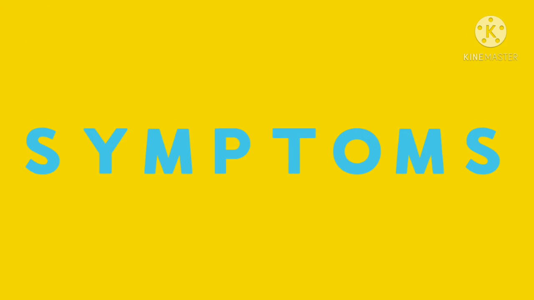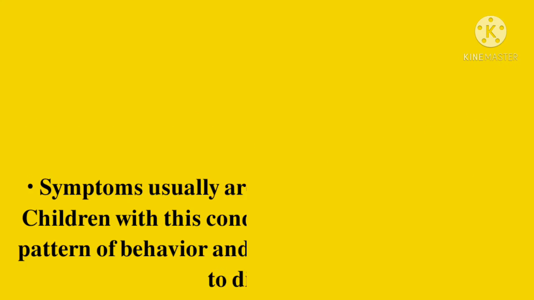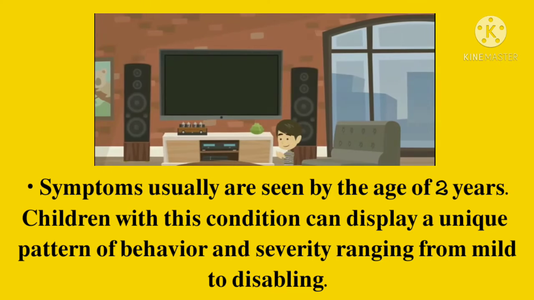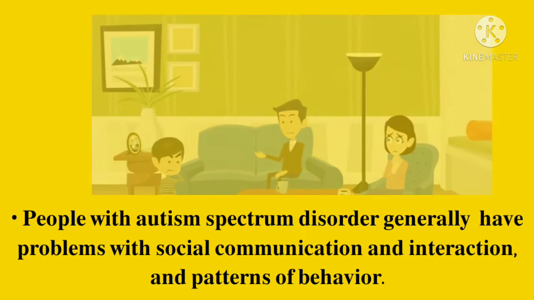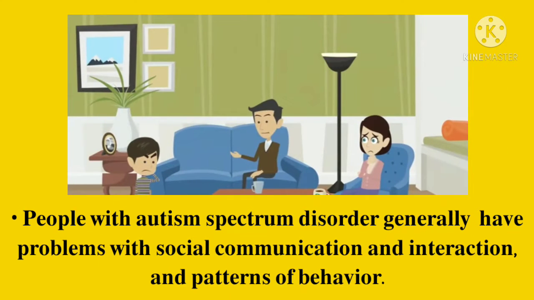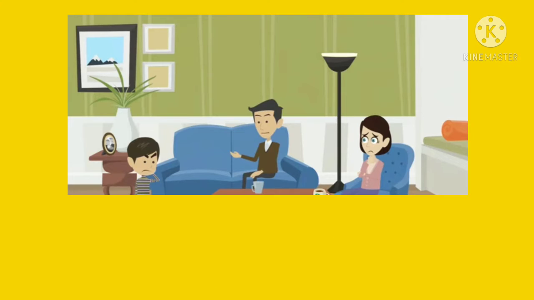Symptoms. Symptoms usually are seen by the age of 2 years. Children with this condition can display a unique pattern of behavior and severity ranging from mild to disabling. People with autism spectrum disorder generally have problems with social communication and interaction, and patterns of behavior.